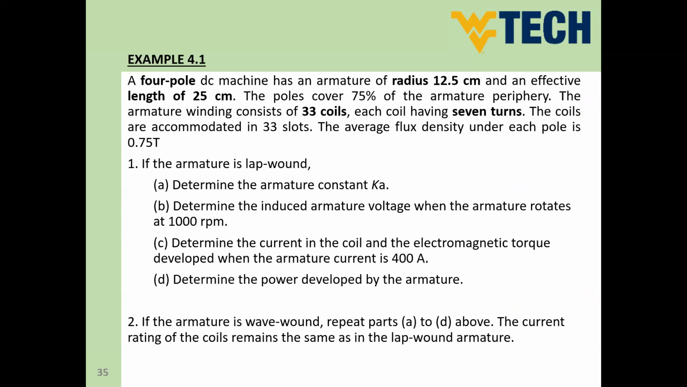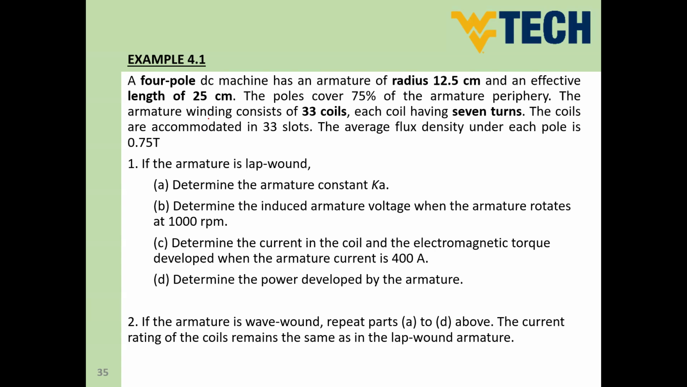We have here, guys, an example. We will end with this example to understand the concept of the machine windings and the armature constant of the machine. So we have a 4-pole DC machine with an armature radius of 12.5 centimeters and an effective length of 25 centimeters. The poles cover 75% of the armature periphery. So this means, guys, only 75% of the area is covered under pole. So we should multiply the area times 0.75 to get the effective area.